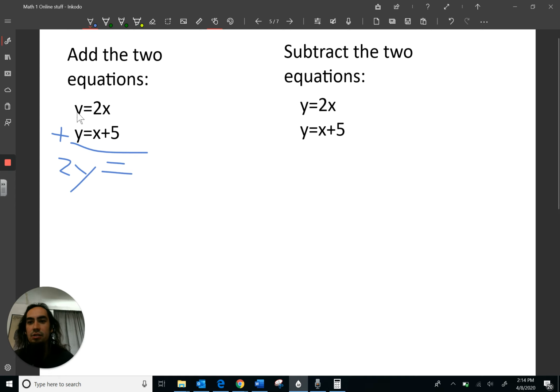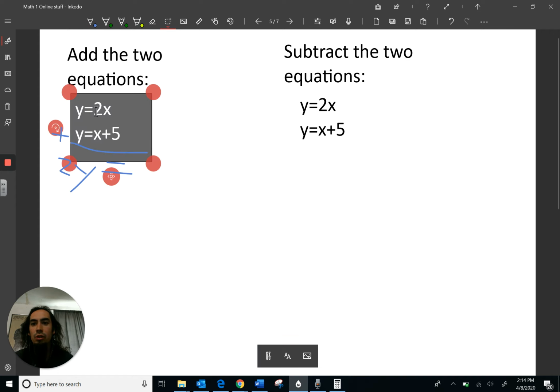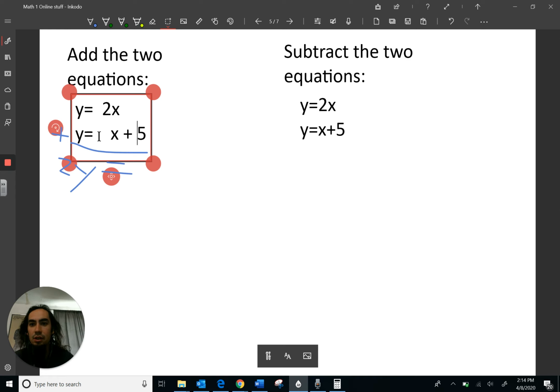The y is added together, and now I've got my equal sign. And now let's look here. 2x and x. In fact, I'm going to take a quick second right here to give myself some space so that I can show you guys with some more detail here.